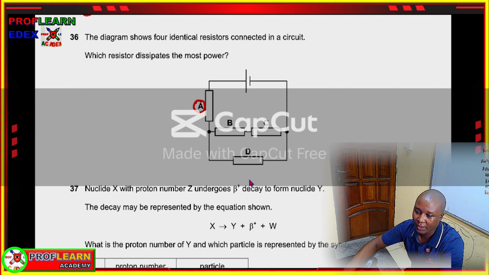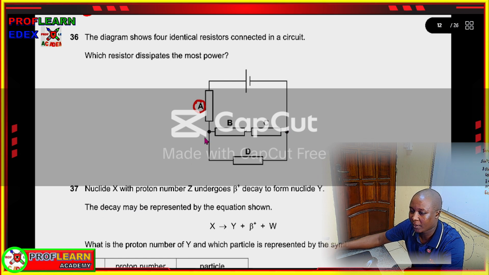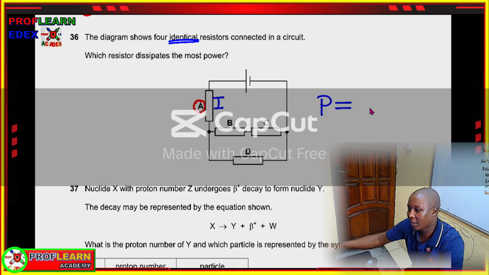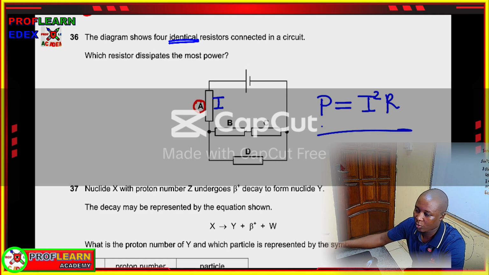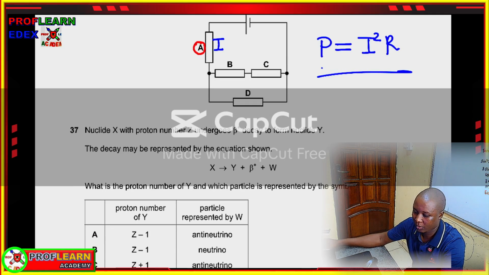Moving to 36, it's A, because here the current is going to be shared, and since all the resistors are identical, it means that here we are going to have a greater current. And we remember that power dissipated is equal to current squared times R. So that is going to be A at that point.